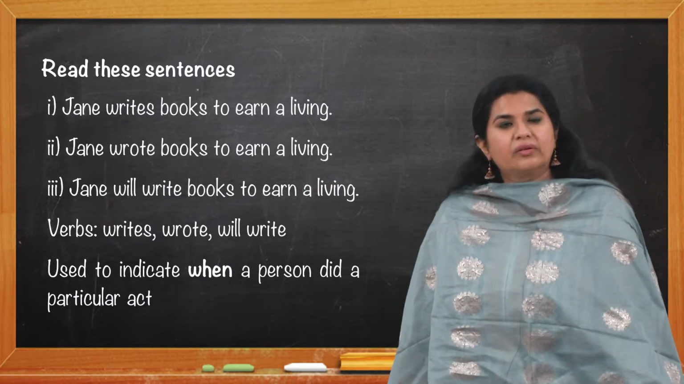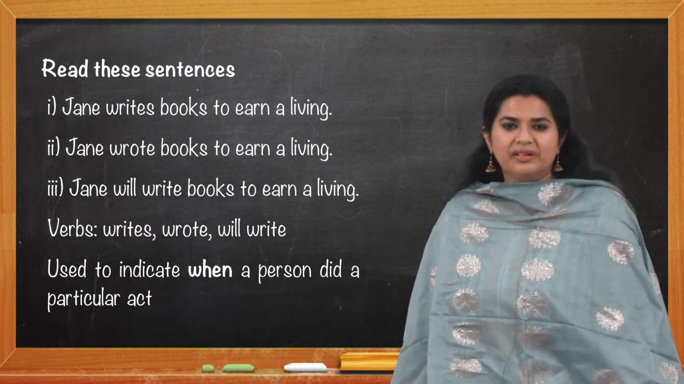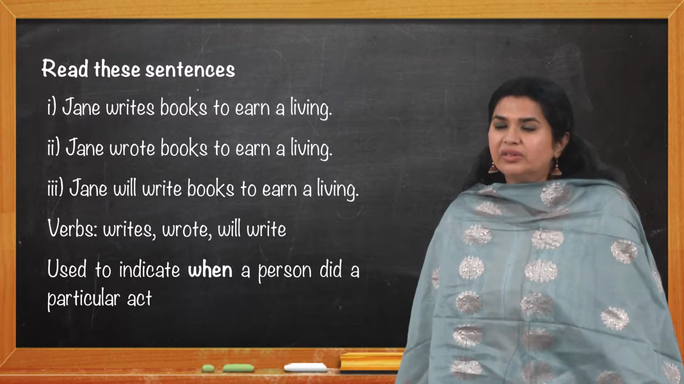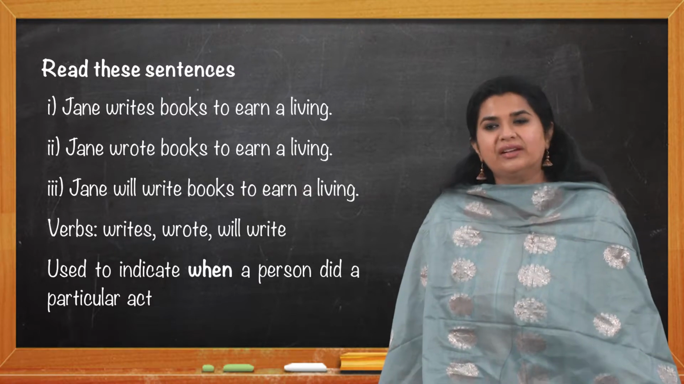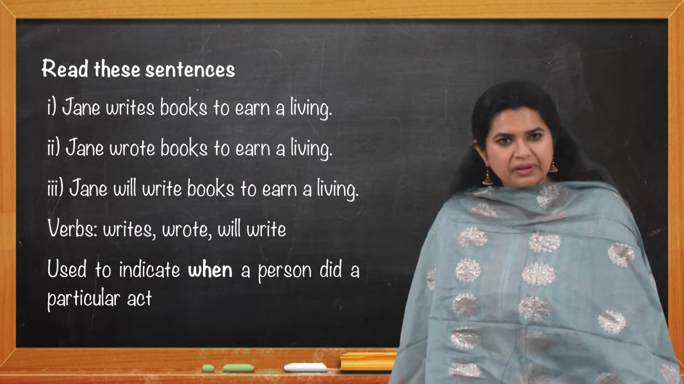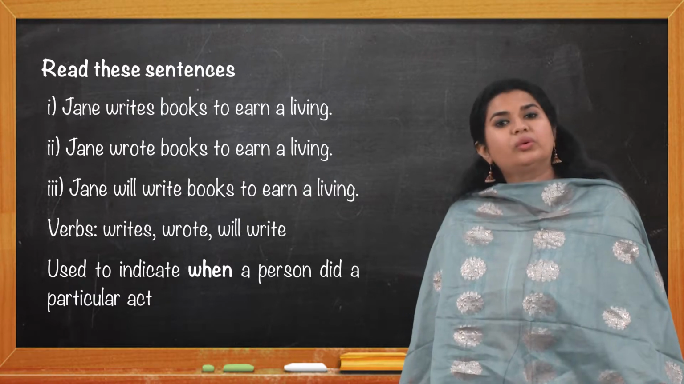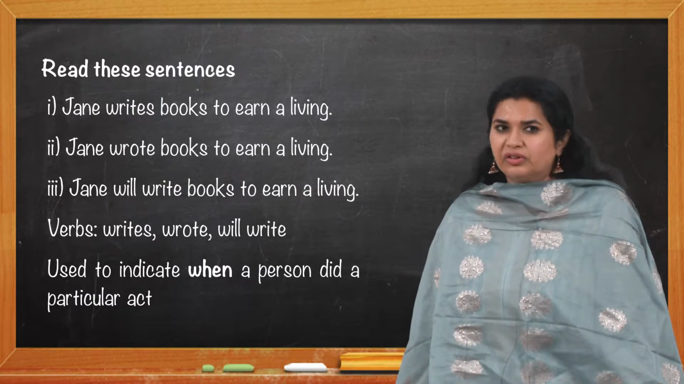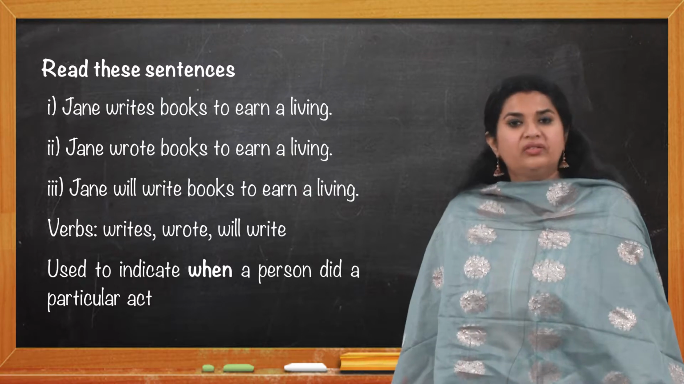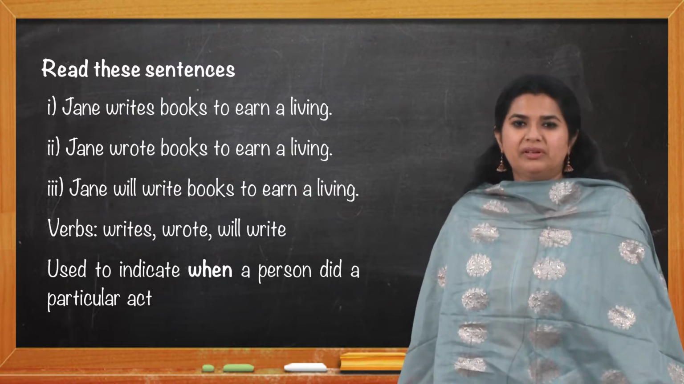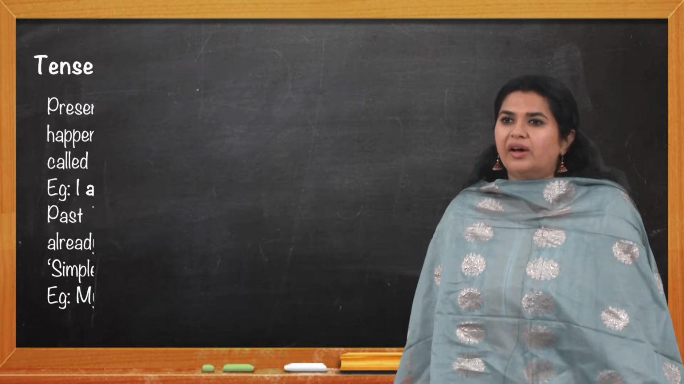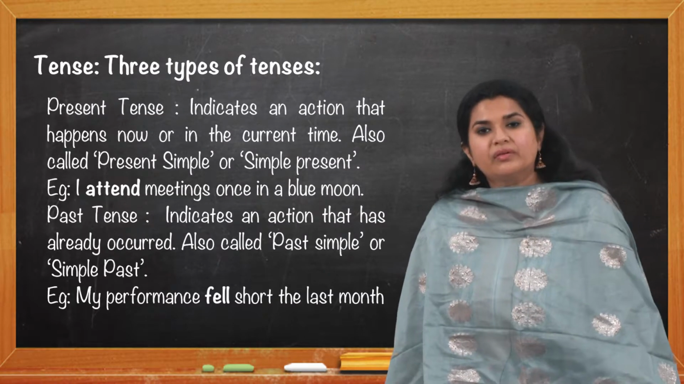So, what is the function of these verbs? They are used here to indicate when a person did a particular act. When Jane writes, that means it is in the present tense. Jane wrote, she is no longer writing, and Jane will write, this is an act that she will do sometime in the future. Now, tenses and three types of tenses.